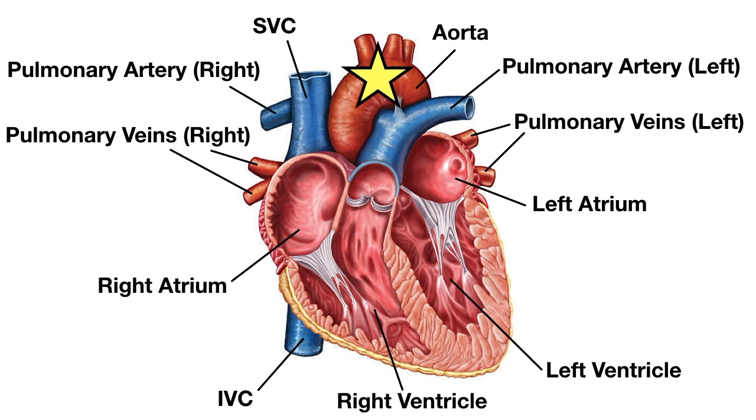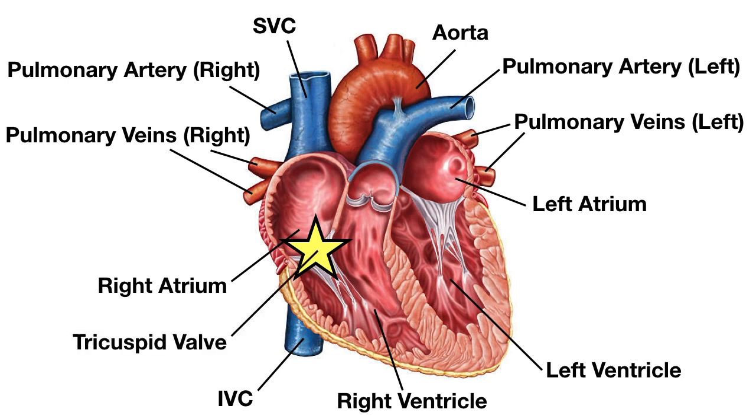Lastly, we're going to go over the four main valves, starting with the one indicated by the star. Again, try to guess the structure. This valve is located between the right atrium and the right ventricle, so it's going to be the tricuspid valve. And the function of the tricuspid valve is to prevent the backflow of blood from the right ventricle to the right atrium during systole when that right ventricle is pumping blood forward into the pulmonary arteries.